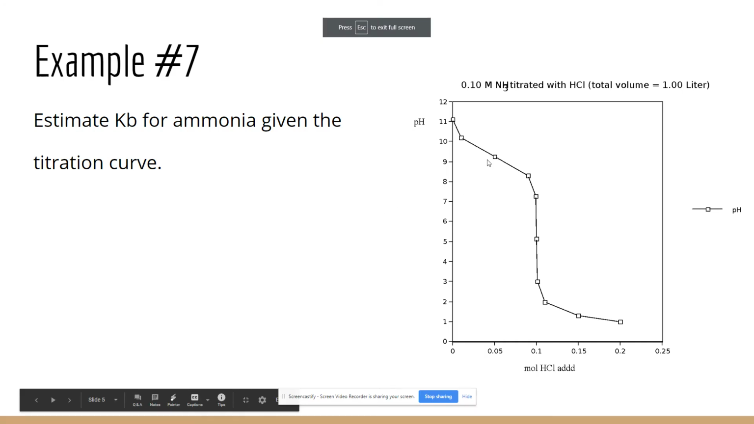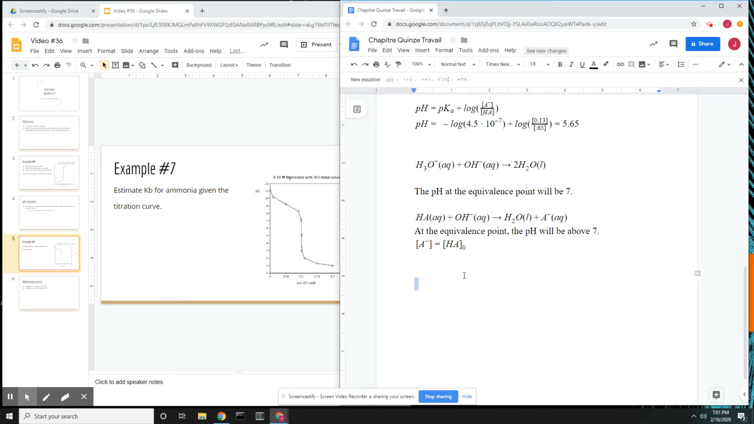So the halfway point, I'm going to estimate as being, let's say, 9.2. Again, this is a kind of rough estimate. So the pH is 9.2 at the halfway point. What that means is that the pKa is equal to 9.2.